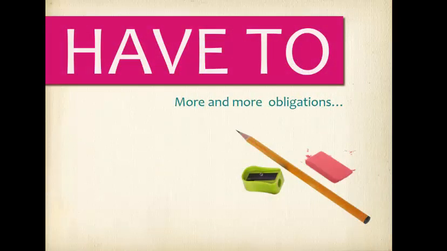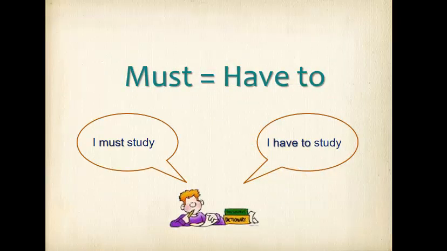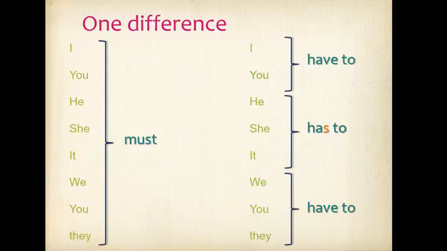Have to expresses the same idea, more obligations. In fact, if we are studying American English, we consider that must and have to are perfect synonyms. You probably remember from school that there is a difference. We don't care in American English. Grammatically there is a difference, because have to is one of the special verbs which we will consider as a modal, but we will need to conjugate. So he, she, it has to.